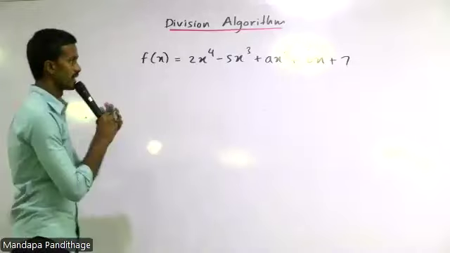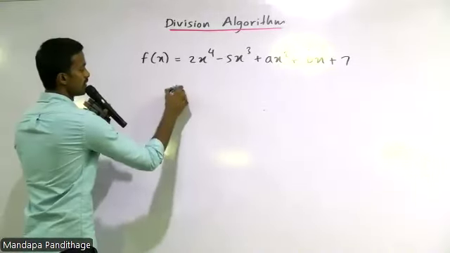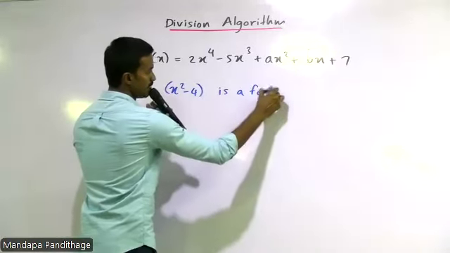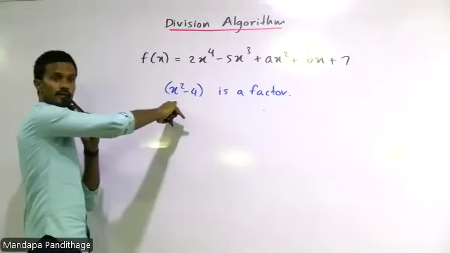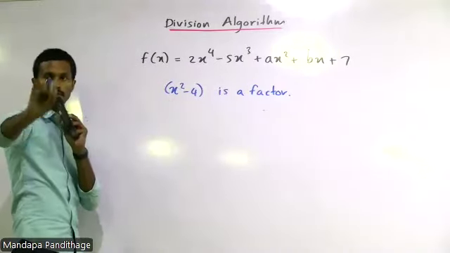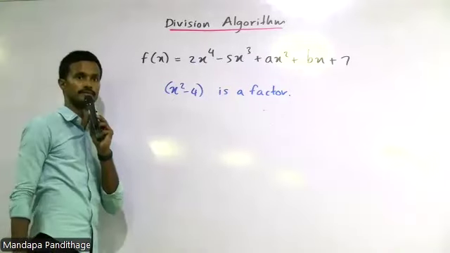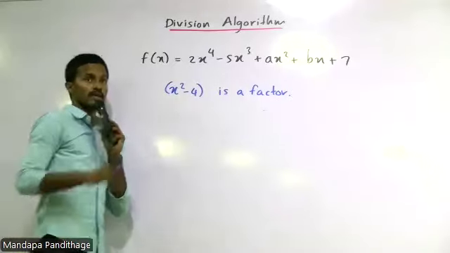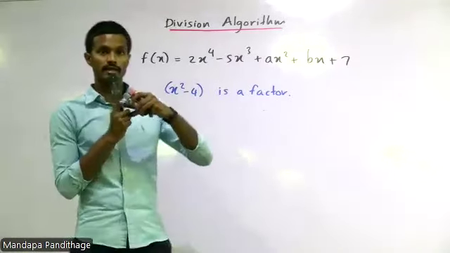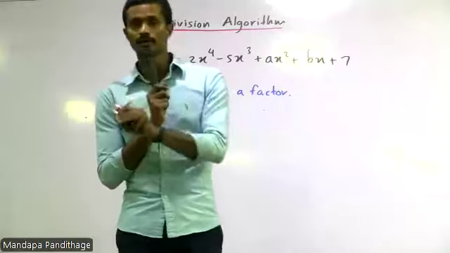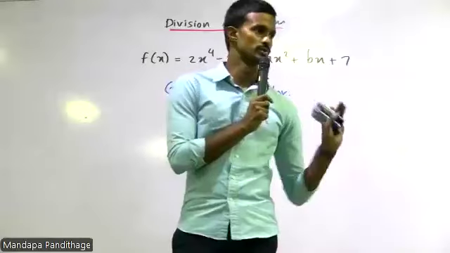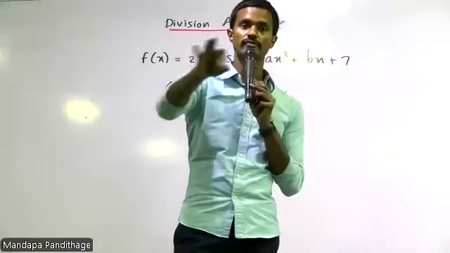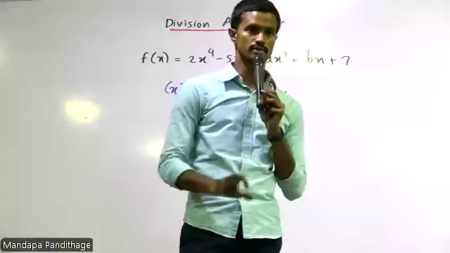Now listen to this. What is the factor that they have given? x squared minus 4. Now tell me, is x squared minus 4 a linear factor? No, it's not a linear factor. Because if it is a linear factor, the degree should be 1. So this is not linear. When it is not linear, can we use the remainder theorem or factor theorem? No, you can't. The remainder theorem and factor theorem can only be used if it is a linear factor or linear divisor. So that is clear.